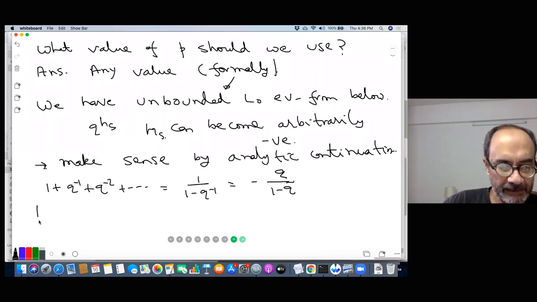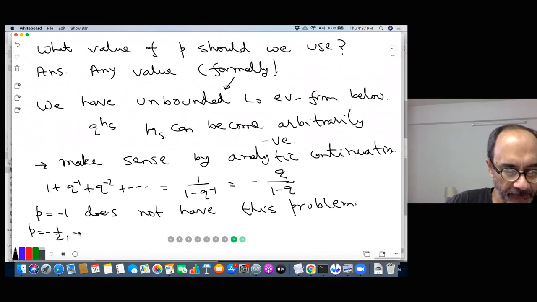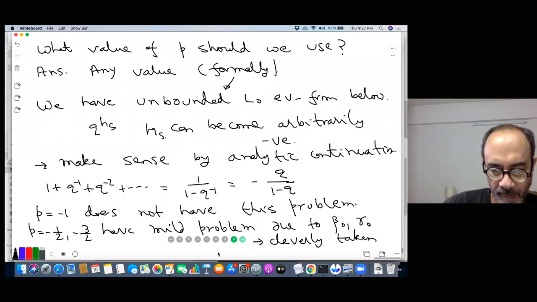And clearly in this case, P equal to minus 1 does not have this problem. There the formal sum is actually a convergent sum. P equal to minus half and minus 3 half have mild problems, due essentially to either beta zero or gamma zero not annihilating the vacuum. But this is cleverly taken care of in string theory, and we'll see how this is done.